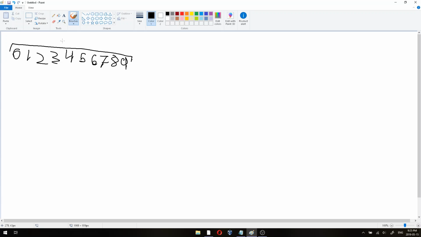How many digits are here? We have a total of 10 digits. But 10 isn't one of these digits. 10 is actually 2 digits. And you're going to see this concept carries over quite a bit in pretty much every other system.